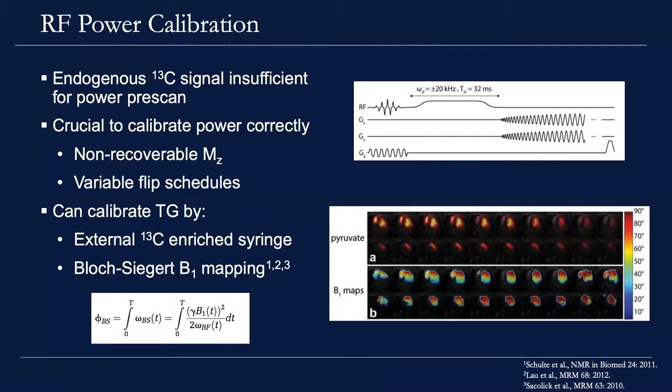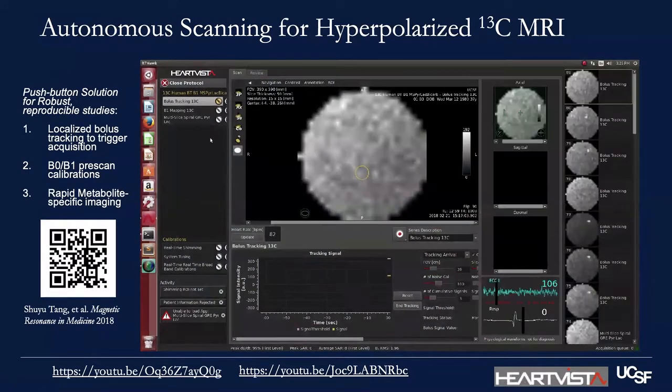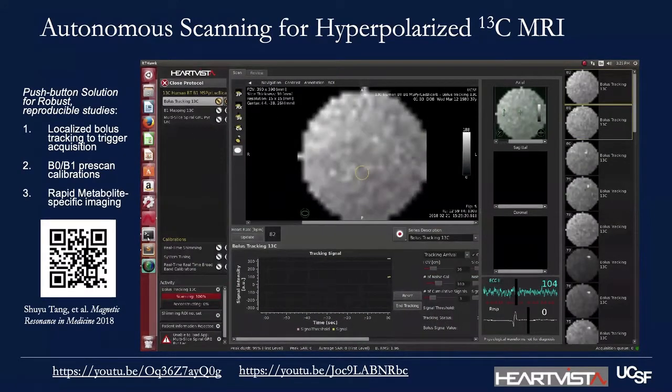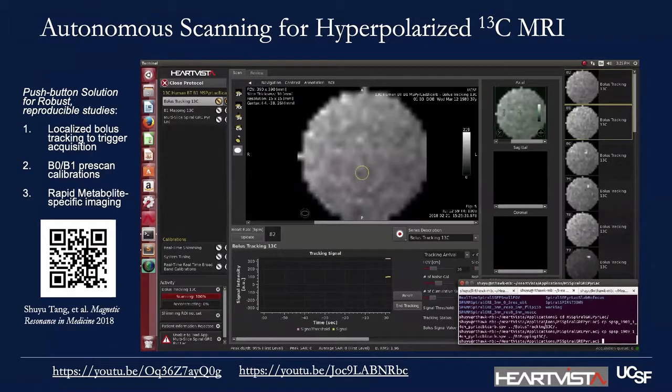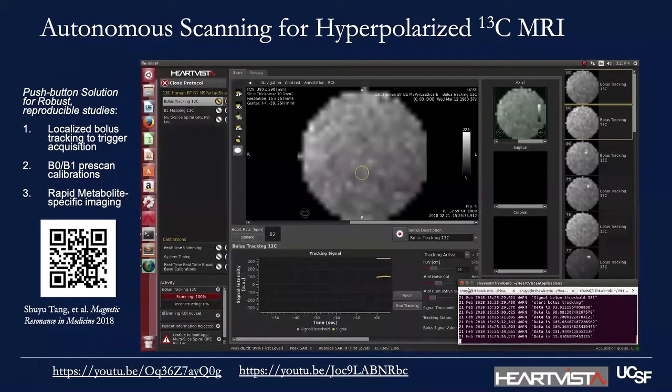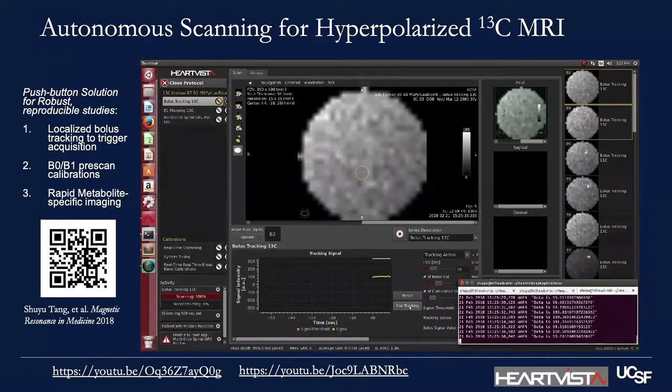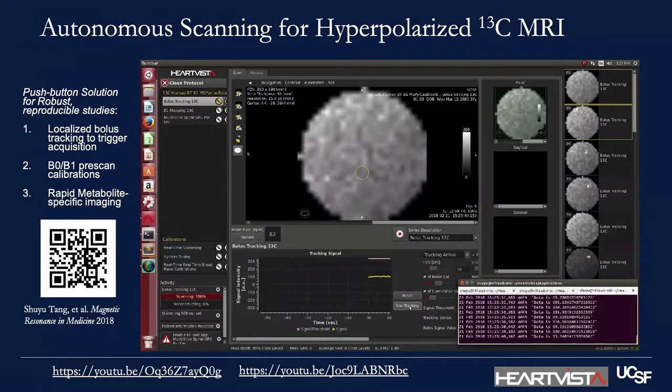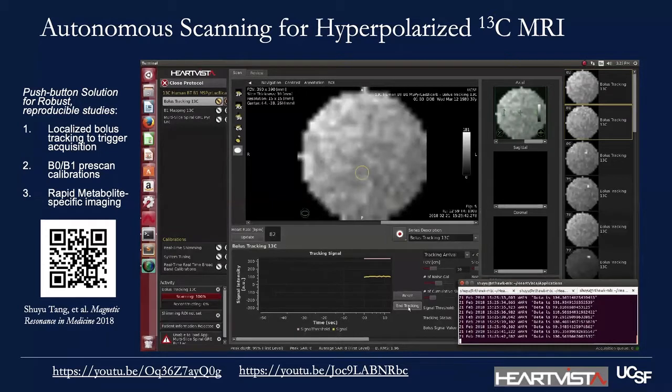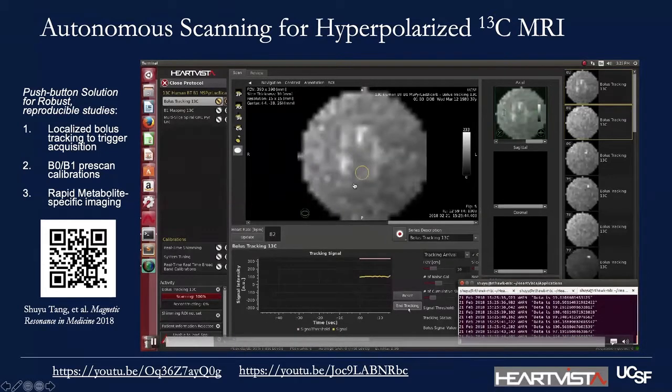Just to highlight what you can do with all these approaches, you can use the so-called RT-Hawk system for autonomous scanning of carbon metabolism. Here it's a one-stop shop to do bolus triggering when the spins arrive, B1 pre-scan calibration, and rapid imaging. So here we have an ROI based on proton anatomy.